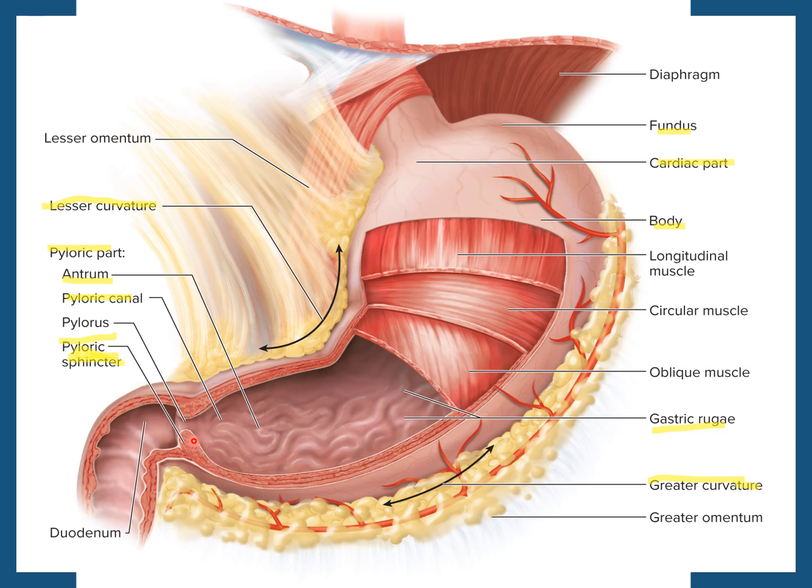And then we have some curvatures of the stomach. We have this long curvature on the lateral portion of the stomach called the greater curvature. And then this medial curvature that's going to be closer to the heart is called the lesser curvature.